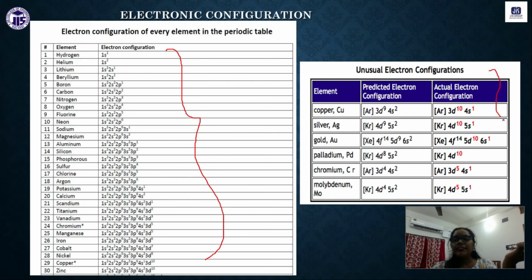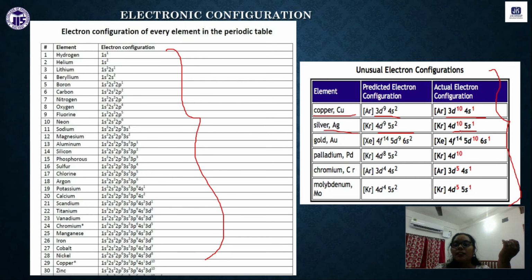And these are some of the unusual cases. Why do we have unusual cases? Because to gain atomic stability, like I have told you already, for copper, the predicted configuration should be 3d9 4s2, but actually it is 3d10 4s1. Okay, for silver, it should be 4d9 5s2, but actually it is 4d10.